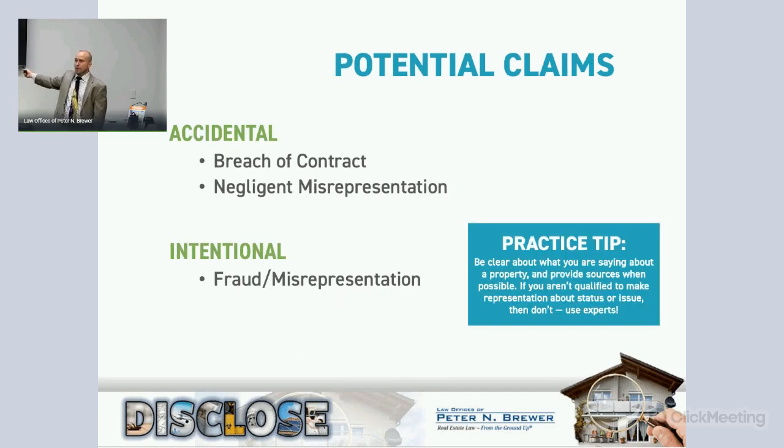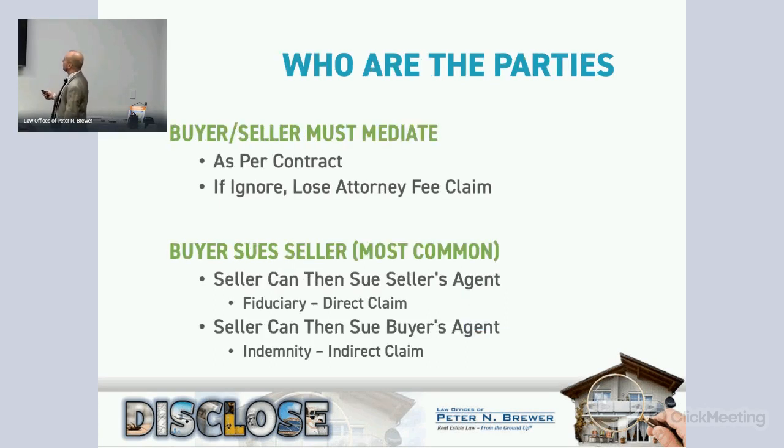Fraud and misrepresentation goes back to our leaky roof example we were talking about before, our skim milk problem. That generally comes up when a disclosure has been soft-pedaled or drafted in a way to mitigate its impact. That's quite often when you see these fraud claims coming up. So again, be very careful with that. We've gone through mediation, so we know what we need to do there.